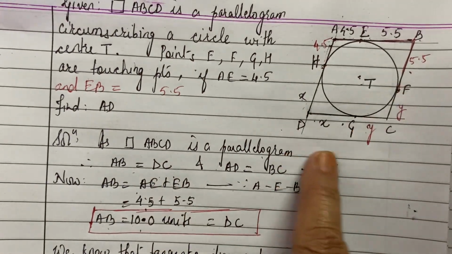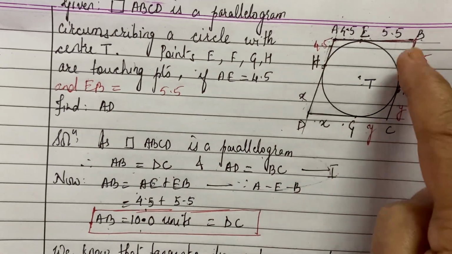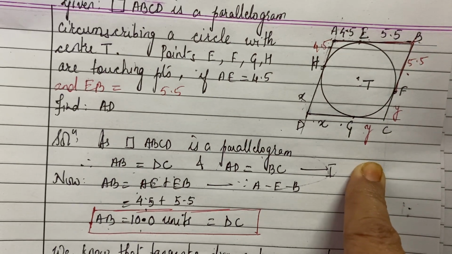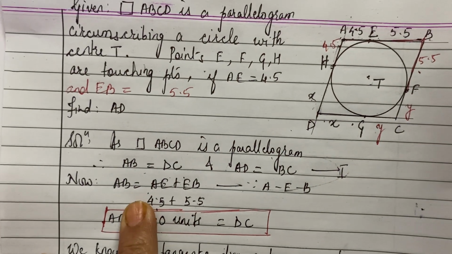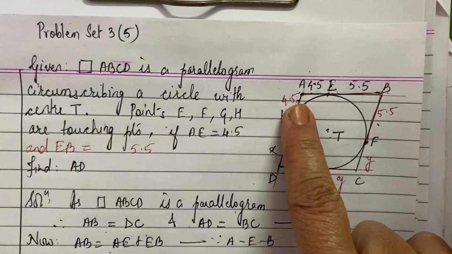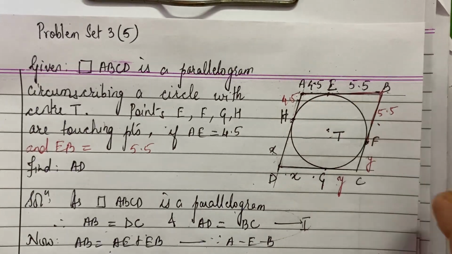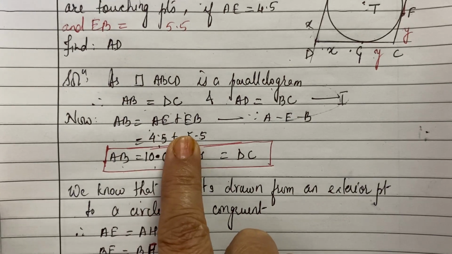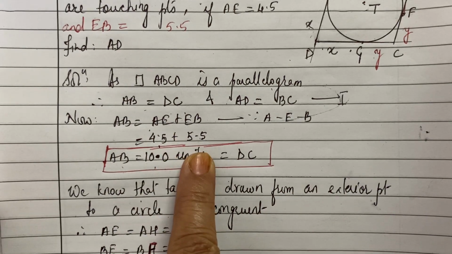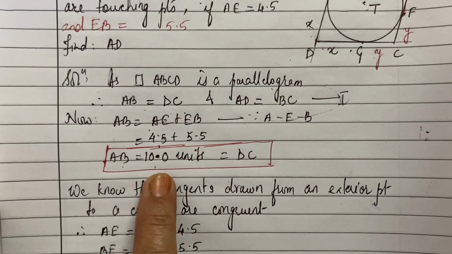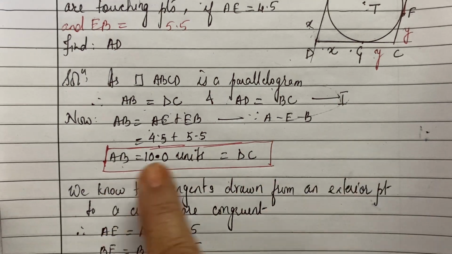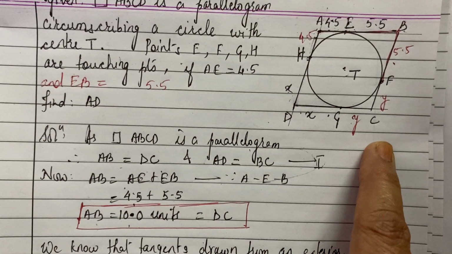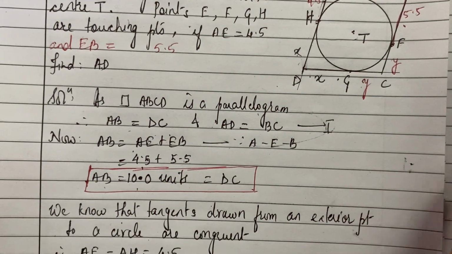AB is equal to DC and AD will be equal to BC. If you consider, AB is the sum of two parts, that is AE plus EB. So we have written over here AB is equal to AE plus EB, which is 4.5 plus 5.5 gives you 10 units. This length AB is nothing but length DC. Now we go for another property.